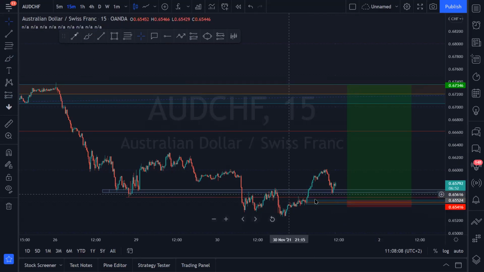Just wait for it to come down to our value area and give us a nice reversal. We are retesting previous resistance that we've broken above. So what we need to wait for is just for that structure to give us an indication on where to enter.